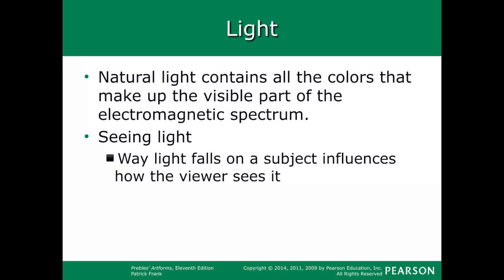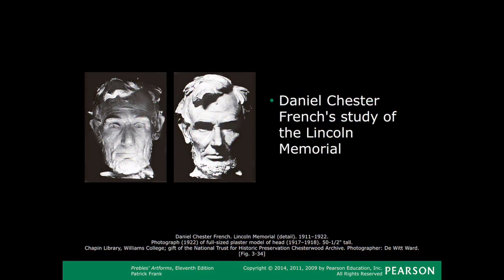We are going to talk about light now. Natural light contains all the colors that make up the visible part of the electromagnetic spectrum. When we are seeing light, the way light falls on a subject influences how the viewer sees it.